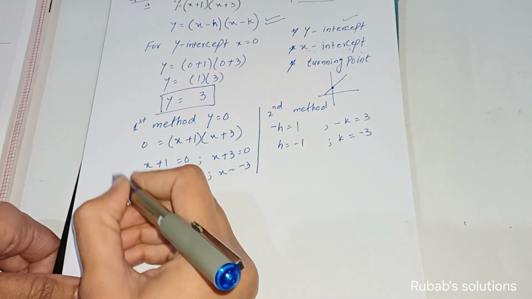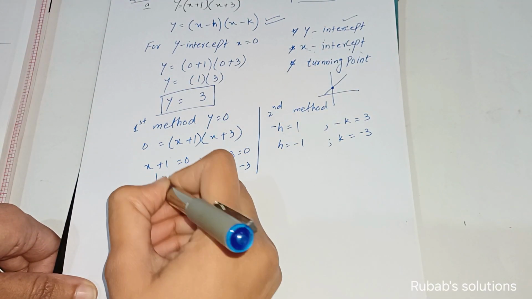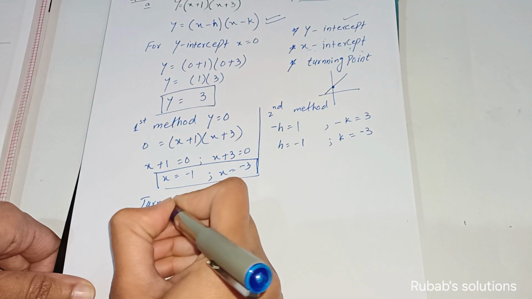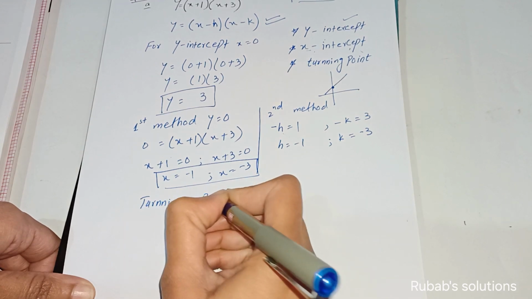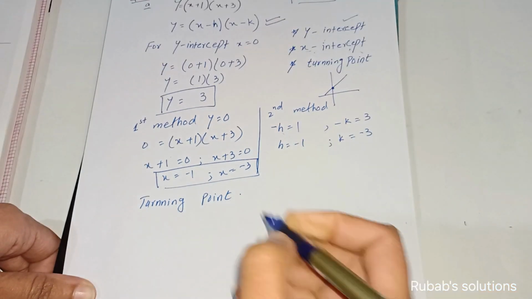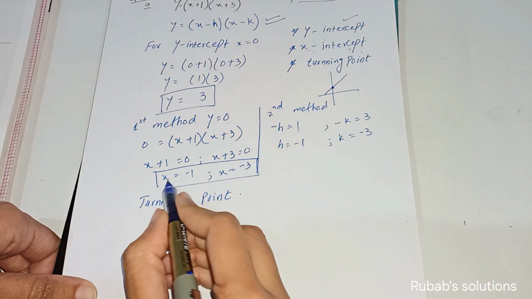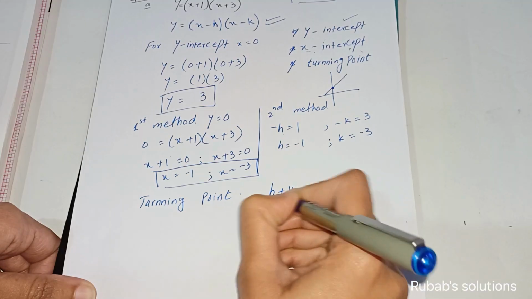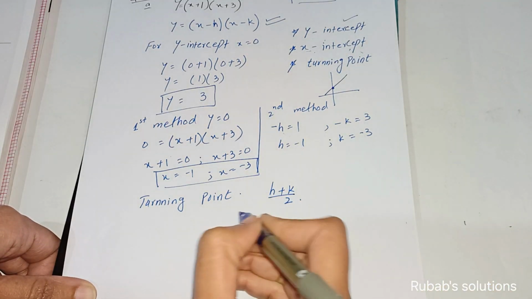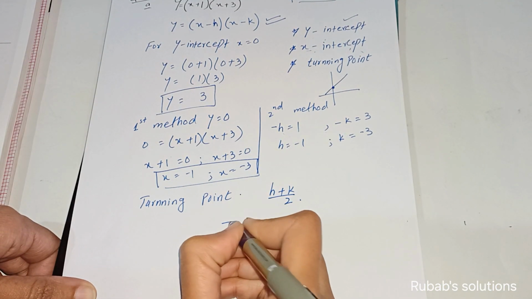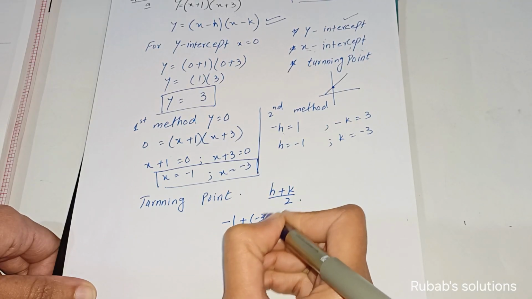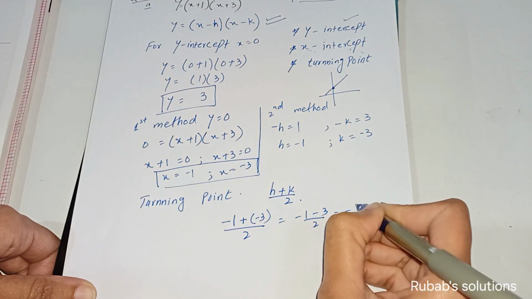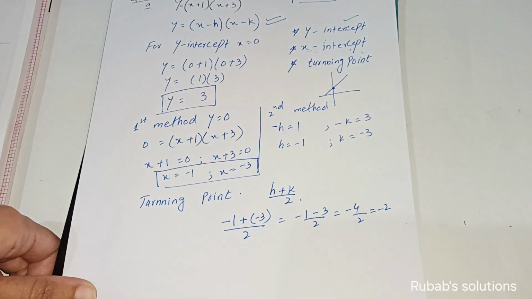Now for the turning point. This is the first one, this is the second one, and now for the turning point. For the turning point, for the x coordinate you have the formula: h plus k divided by 2. So the x coordinate is minus 1 plus minus 3 divided by 2. From here it is minus 1 minus 3 divided by 2, that is minus 4 by 2. So the answer is minus 2.